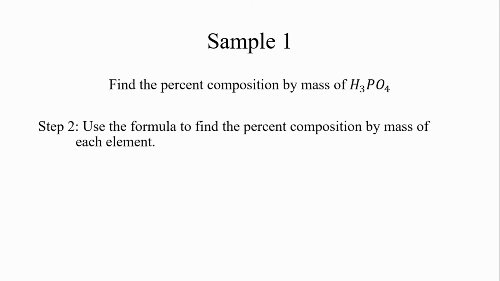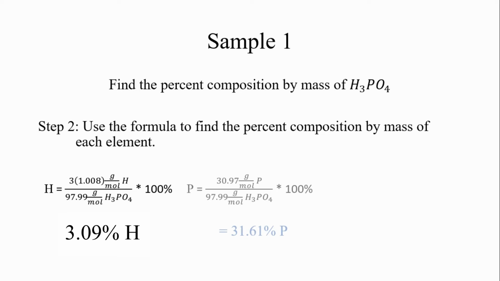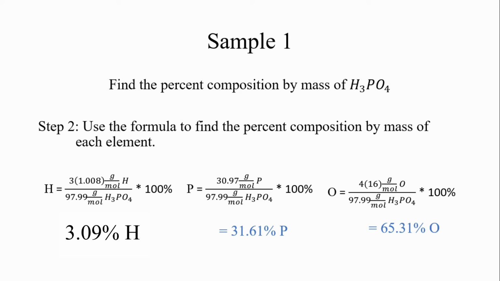Step 2 is to use the formula to find the percent composition by mass of each element. This is easy because you only have to substitute what you have in the given formula. Input this in your calculator and you should be able to get the results. If we look closely, the sum is not reaching exactly 100%. This is because of certain estimations that were made, and this concept only aims to show percentage.